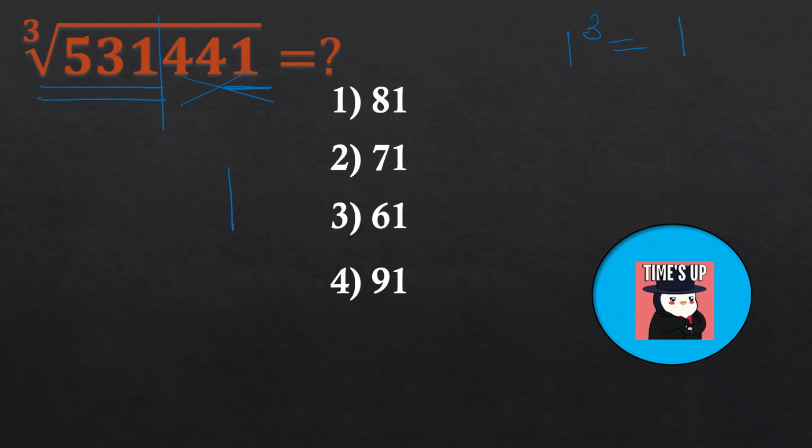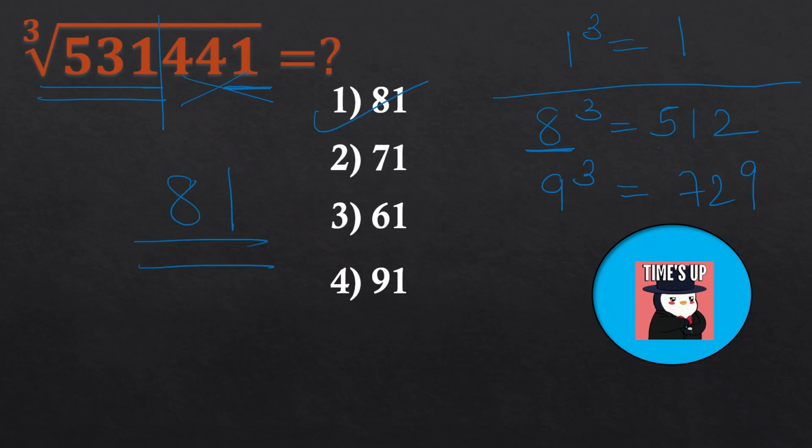Cube root of 531 lies between which of the cubes? It lies between 8 cube, that is 512, and 9 cube, which is 729. So 531 lies between 512 and 729. Correct? But you need to choose the smaller cube. So it will be 8. So 8 is your first digit. 81 is the answer. So first one is the correct option.